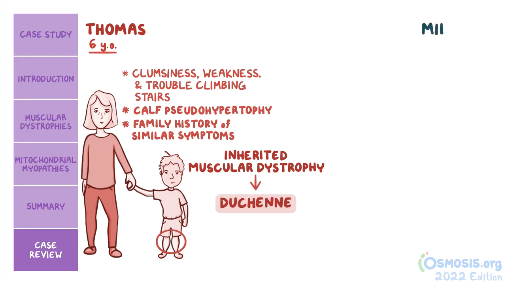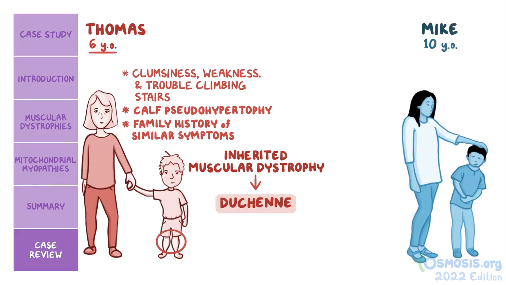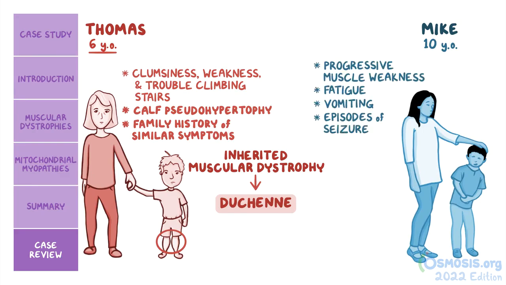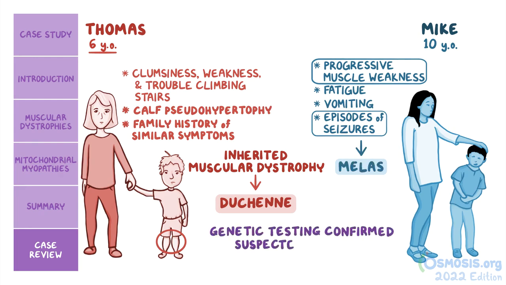On the other hand, Mike is a 10-year-old boy who presents with progressive muscle weakness, fatigue, vomiting, and episodes of seizures. The systemic symptoms, and especially the seizures in combination with progressive muscle weakness, point to MELAS. In both cases, genetic testing confirmed the suspected diagnosis.